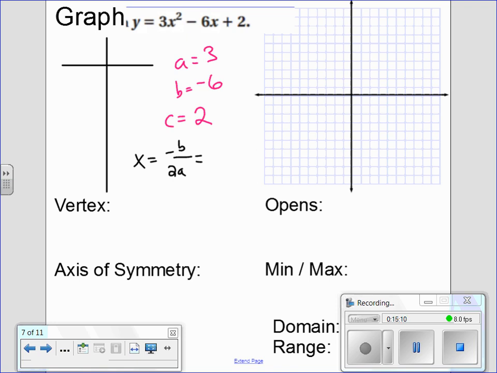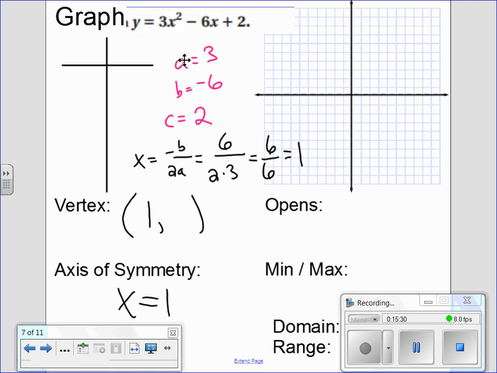So let's erase it and make it turn into a 6. Positive 6 on the top, and 2 times 3 on the bottom. And 2 times 3 is 6, so it looks like I'm just going to get a 1. So what we have just found is the first half of our vertex and our axis of symmetry, because this number here and this number here must match. That's because the axis of symmetry goes through the vertex.